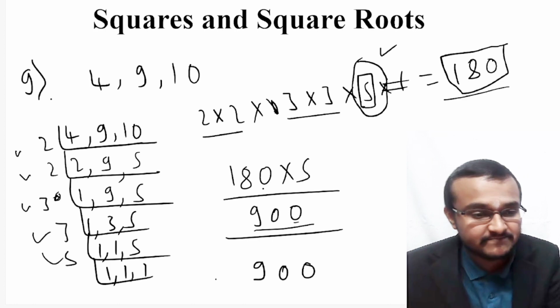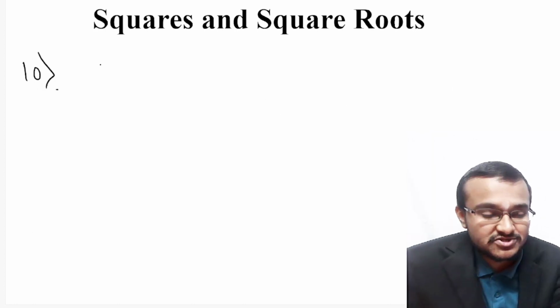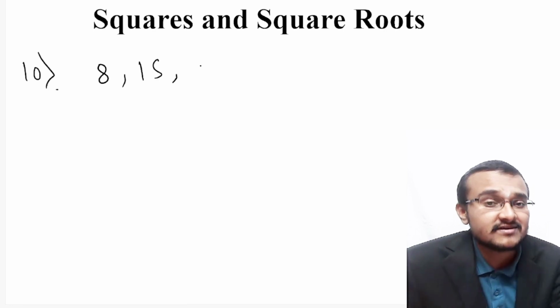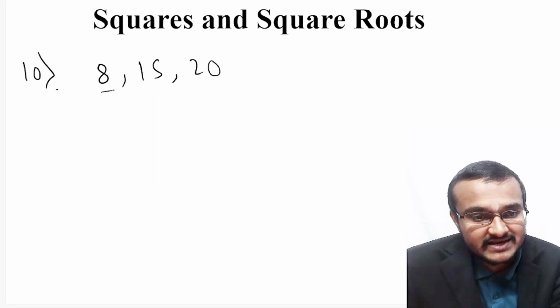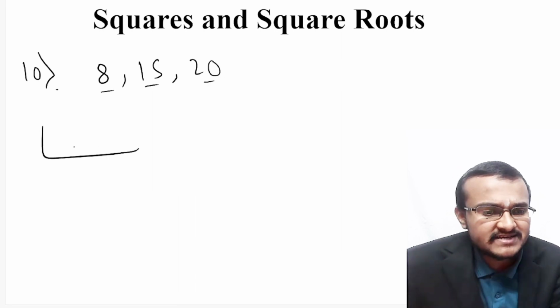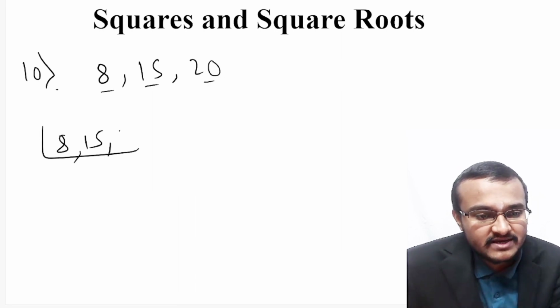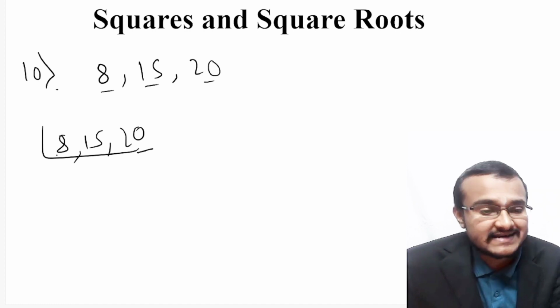Similar to the 9th question, in the 10th question also they have given three numbers and they have told us to find the smallest perfect square number which is divisible by 8, 15, 20. So let us take the LCM of 8, 15 and 20. Let's see what the answer will be.